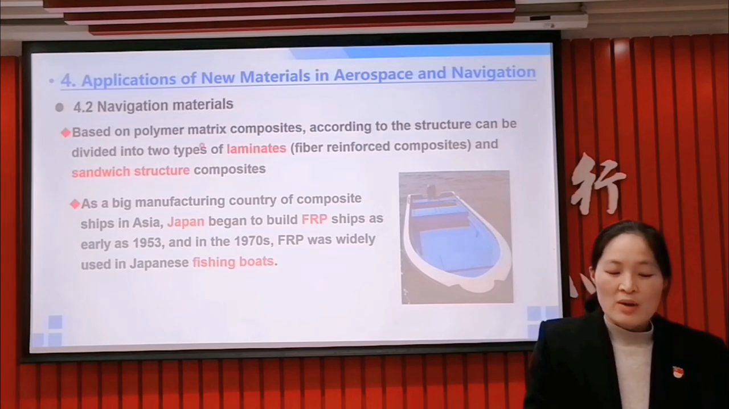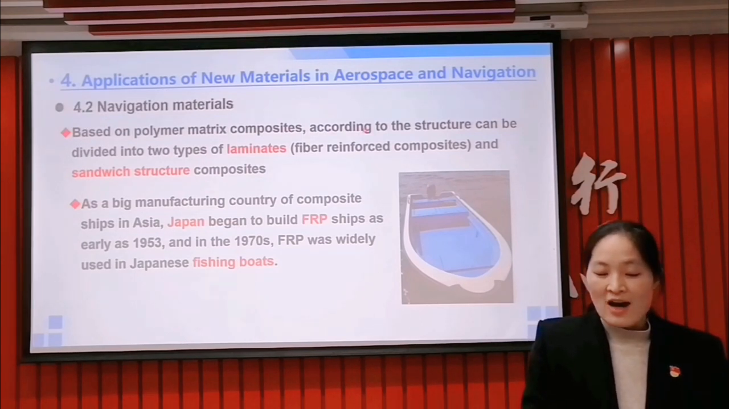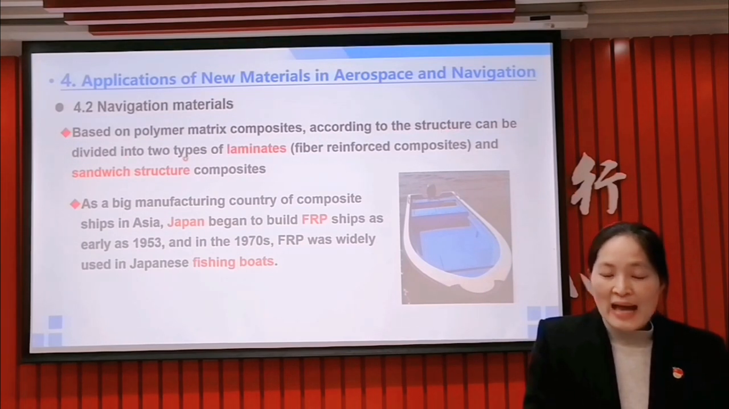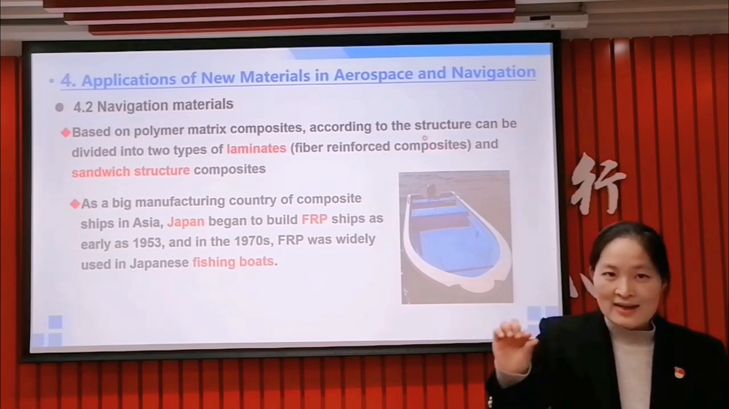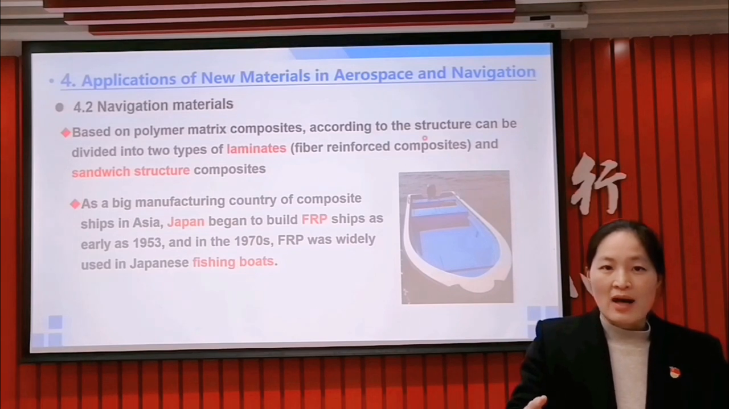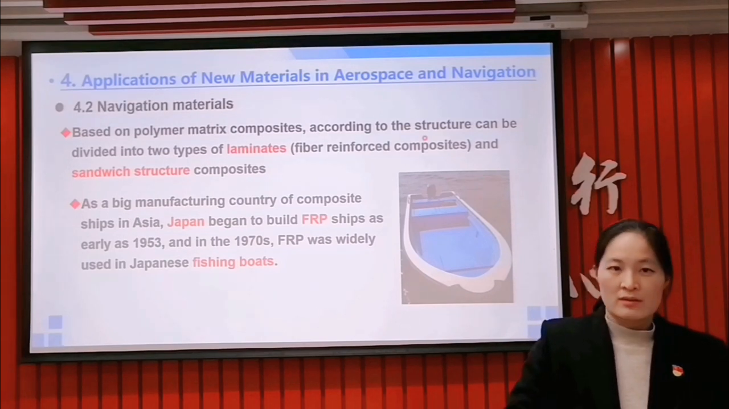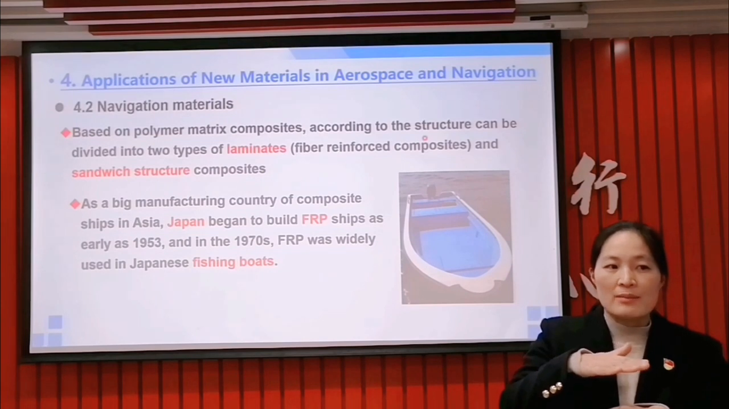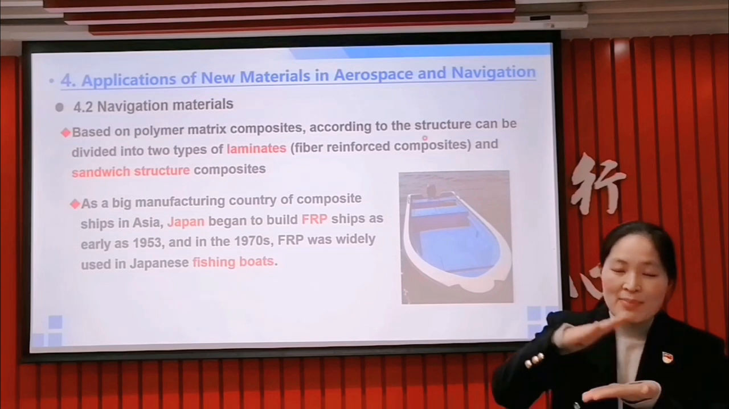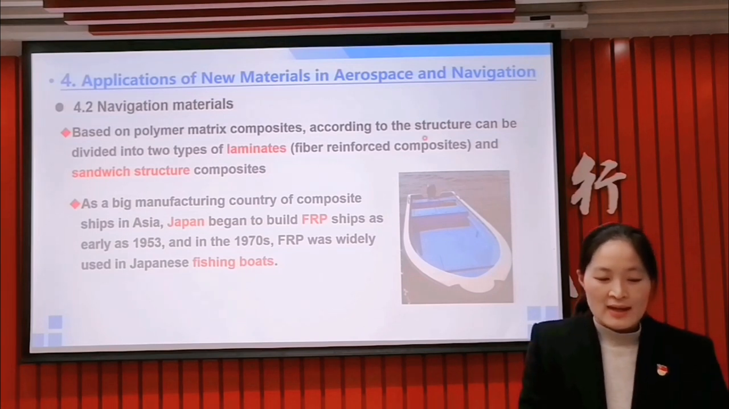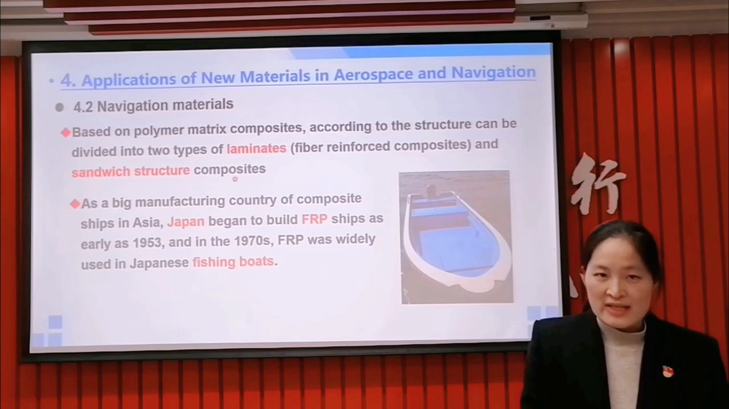Based on the polymer matrix composite, according to the structure, they can divide it into two types. One is laminates, that is fiber-reinforced composite, just like a layer. And if you want a thicker board, then you can stack layer by layer to get it. And the sandwich structure composite.